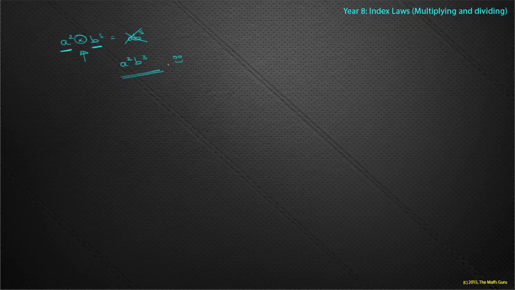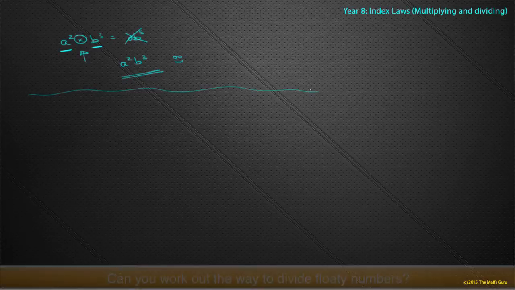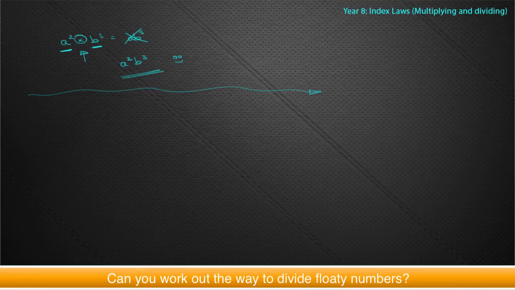So having now got the rule where we are timesing floaty numbers, can we do it the other way? Can we divide floaty numbers? Well, this requires a bit of a hop, skip and a jump from you guys. Now you know this work, but you just need to watch what I'm about to do.